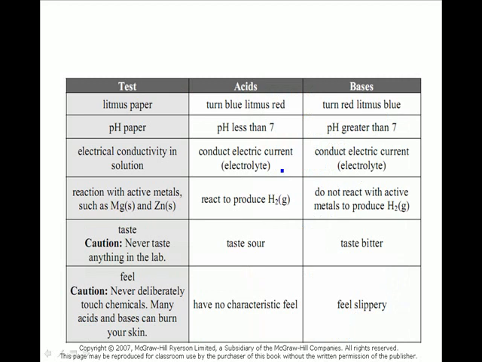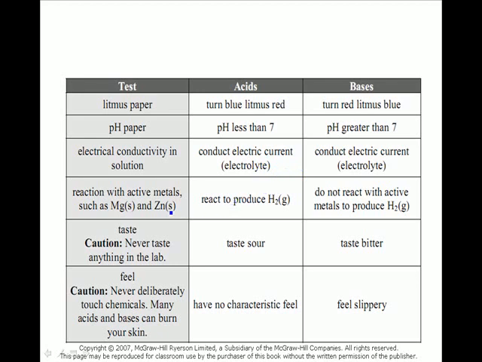In terms of testing acids and bases, they behave differently to several tests. For example, for litmus paper, acids turn blue litmus paper red, while bases turn red litmus paper blue. pH, they differ as well. Acids have a pH less than 7, while bases have a pH greater than 7. Both are electrolytes, both conduct electricity.